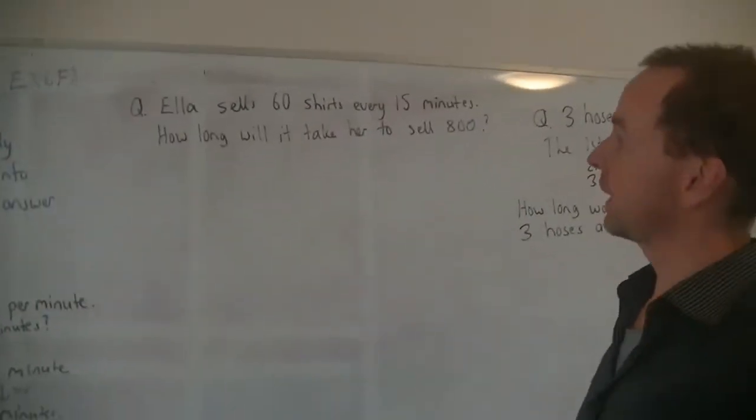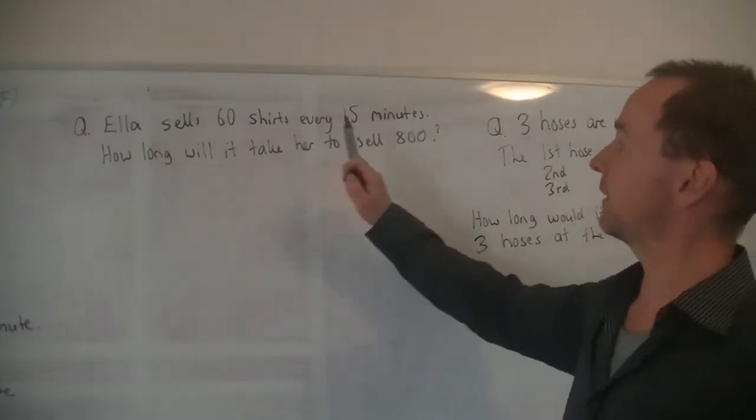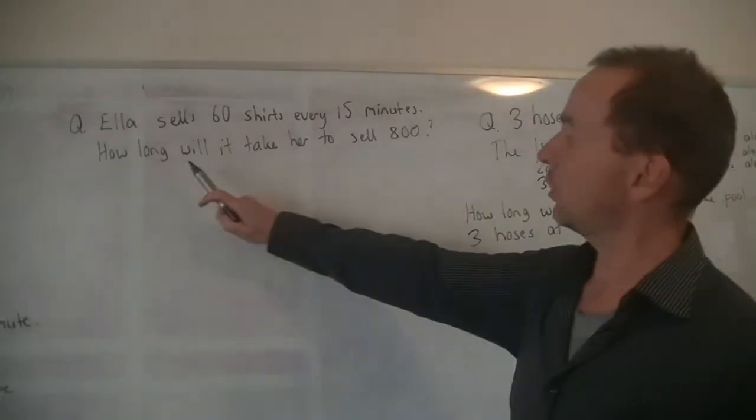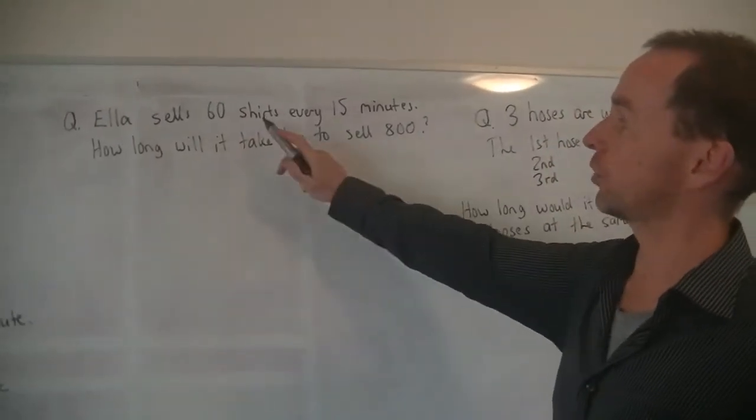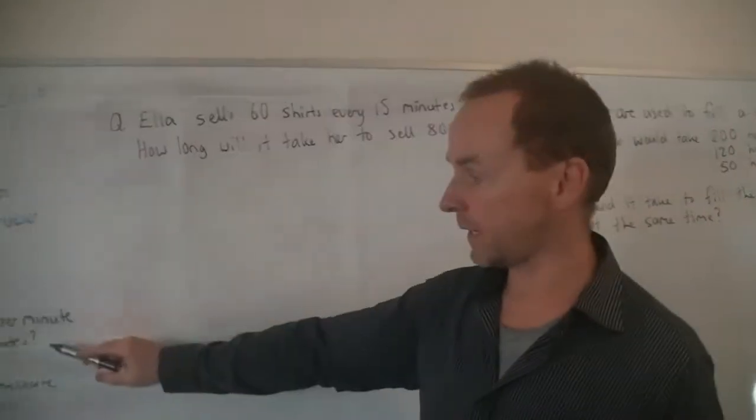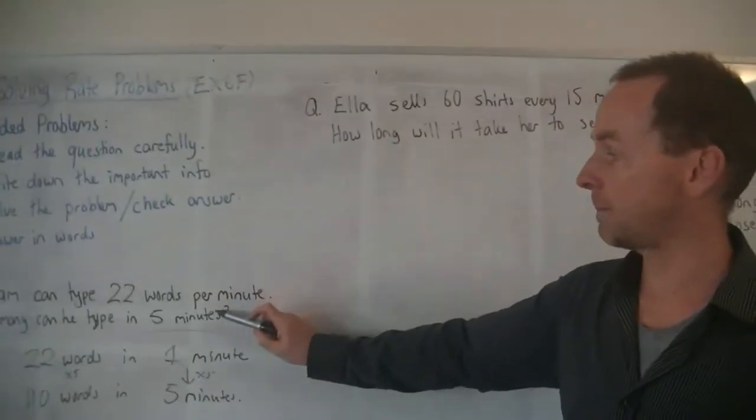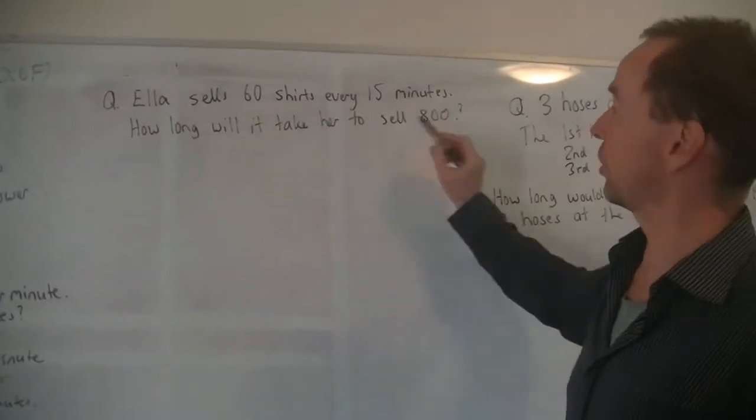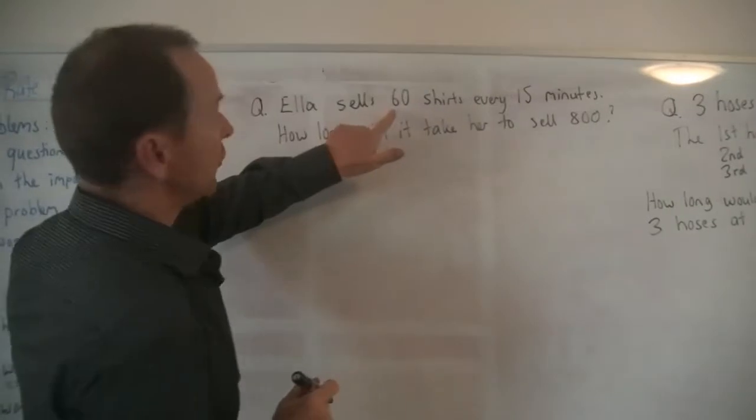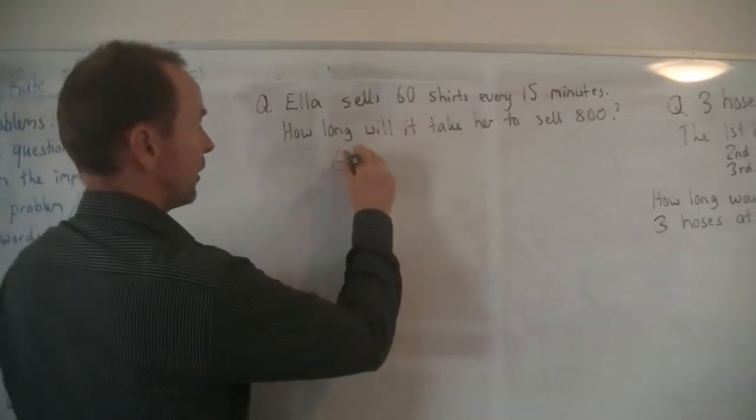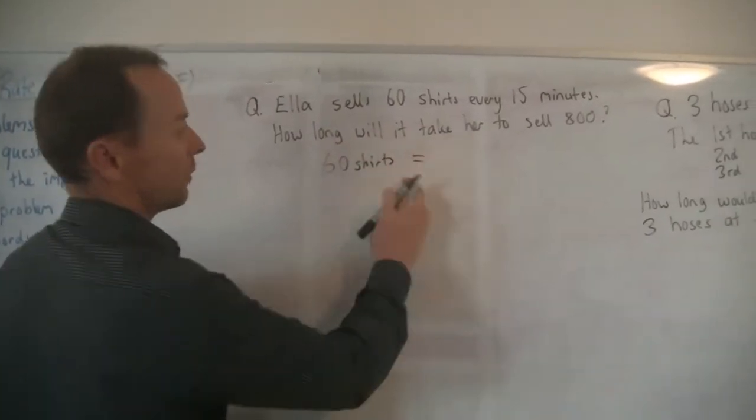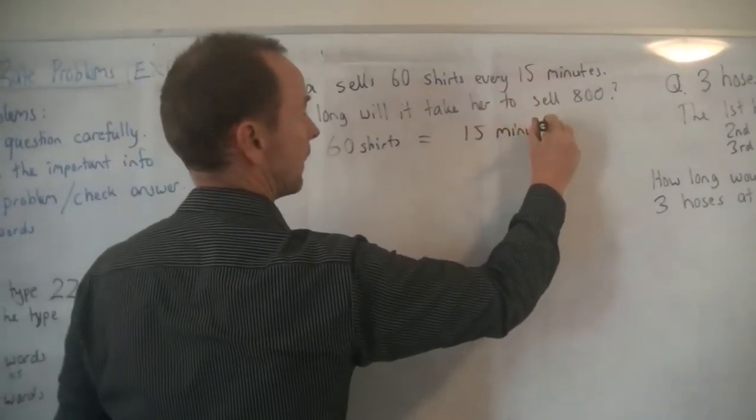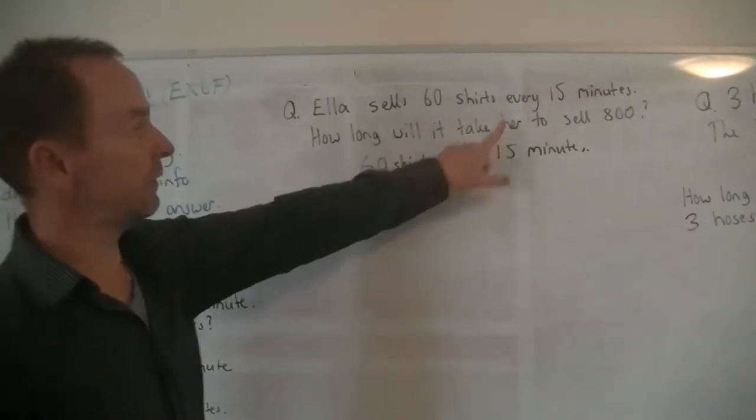Slightly different. Ella sells 60 shirts every 15 minutes, obviously in a shop somewhere. How long will it take her to sell 800 shirts? So this time, this question asks we had to change the minutes, the second value. Here we're changing the number of shirts. So let me write it out for you. So our information, we've got 60 shirts. If you want to write equals, that's fine, or in every 15 minutes. Okay. 60 shirts in 15 minutes.